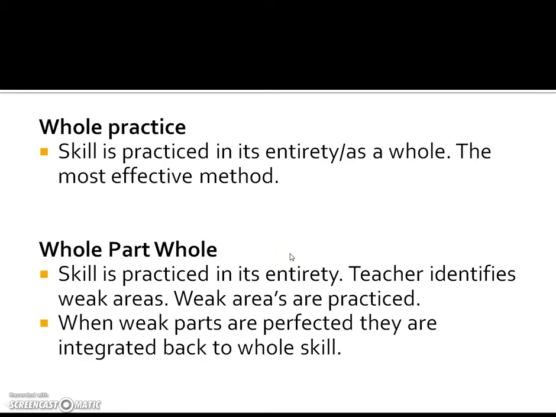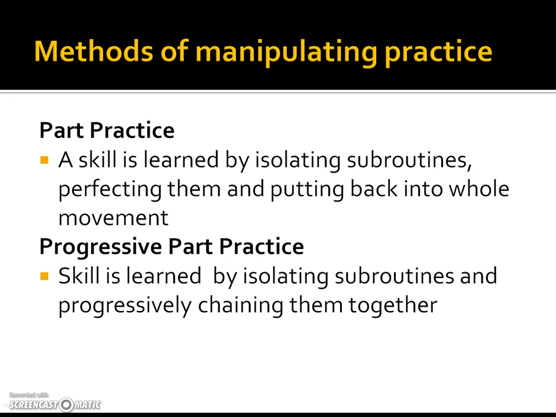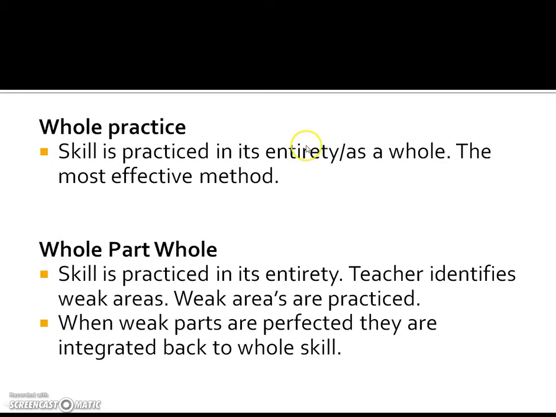What I need from you is a real attempt at trying to simply understand the key words that are associated with each of those types of practice. I've said to you, when you see the word part, we're talking about a subroutine. That's all that translates to. When you see progressive, that word has a link to chain and progressive chaining. If you have whole, we're thinking about the word entirety. And if we have whole, part, whole, it's a combination of both.